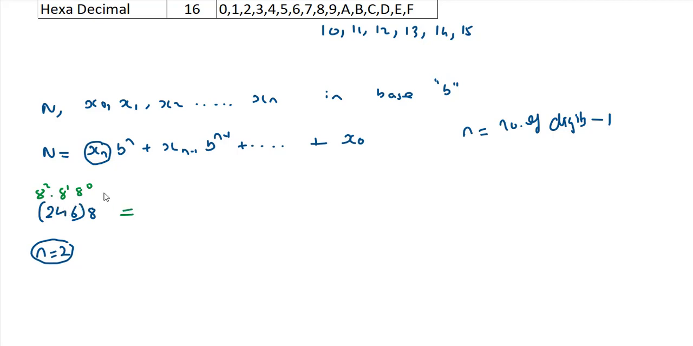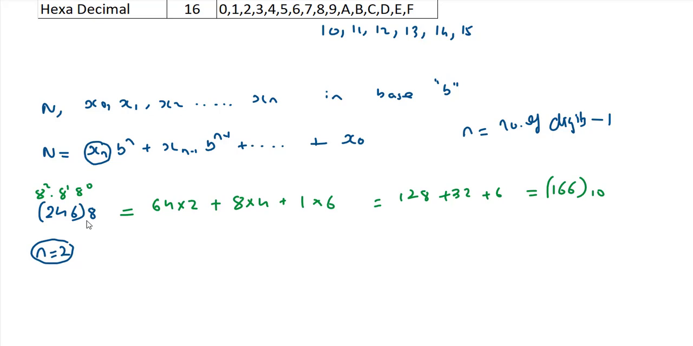So this will be 8 square into 2, which is 64 into 2, plus 8 raised to 1 into 4, so this will be 8 into 4, plus 8 raised to 0 into 6, which is 1 into 6. If we solve it, this will be 128 plus 32 plus 6. This is 160 plus 6, which comes out to be 166. So this is the decimal equivalent of the number 246 in base 8.